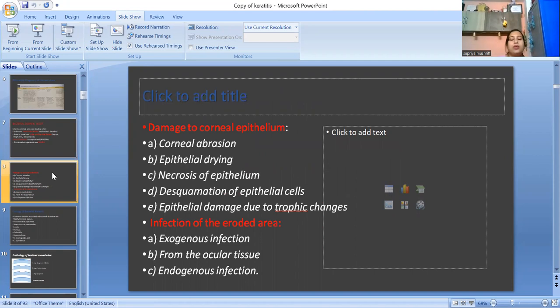Now the causes of bacterial corneal ulcer can be, first, damage to corneal epithelium, due to corneal abrasion, epithelial drying, necrosis of epithelium, and epithelial degenerative changes. Infection of the eroded area can be due to exogenous and endogenous causes, and from the ocular tissue.